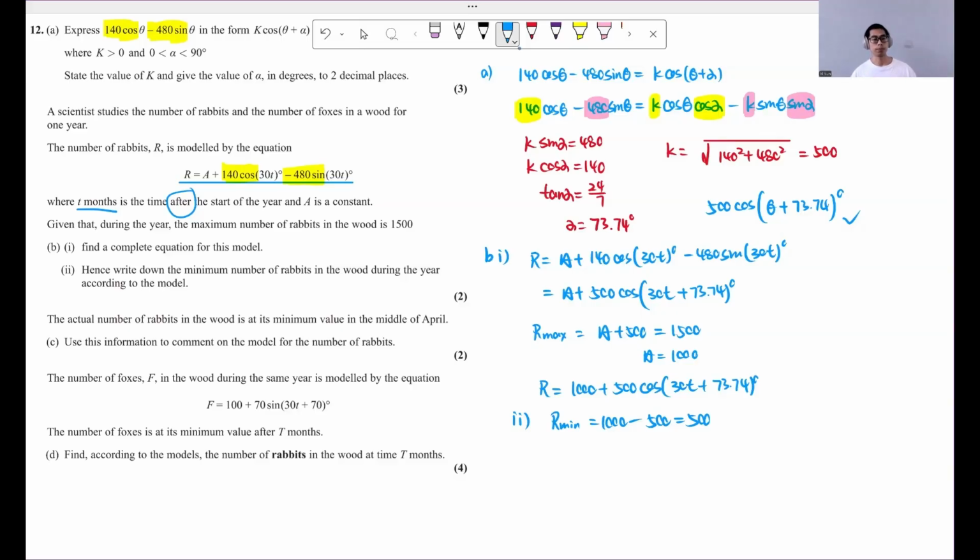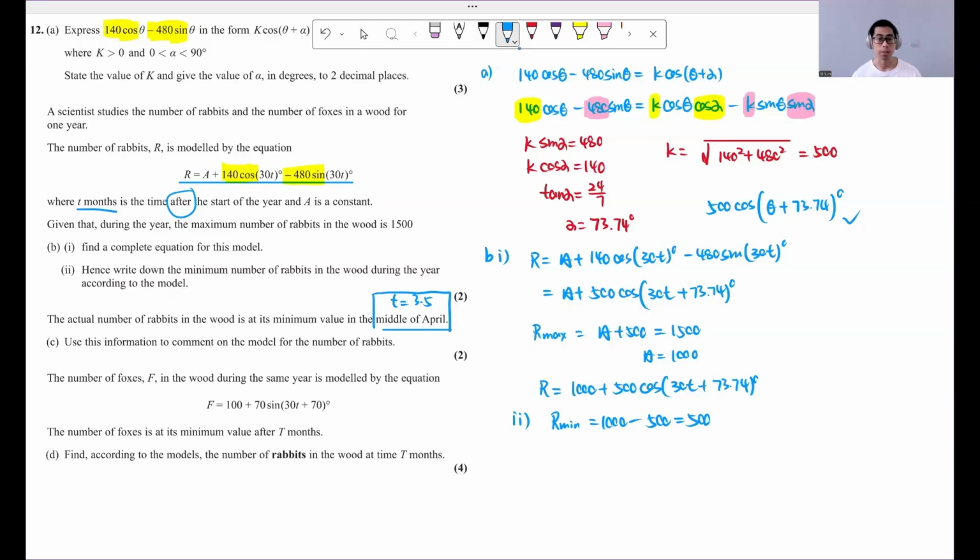Because it's the middle of April, and t months is the time after the start of the year: if t equals 1, it means 1 month after the start of the year, that would be February. If t equals 2, that would be March. So the middle of April would be somewhere like t equals 3.5.